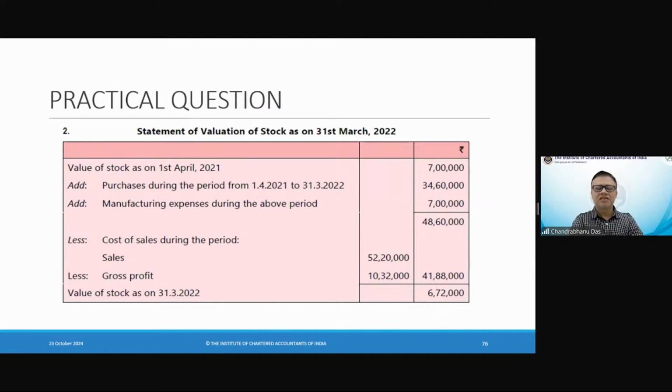So the value of stock on the 1st April 2021 is given to you. It is 7 lakhs, and you have also been given the purchases during the period.